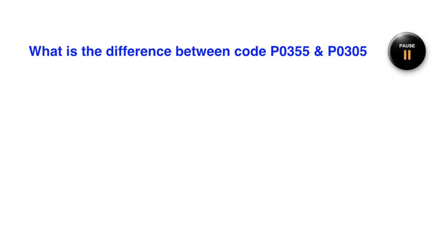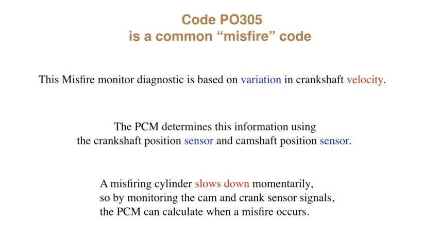What's the difference between the code P0355 and P0305? Code P0305 is a common misfire code. This misfire monitor diagnostic is based on the variation in crankshaft velocity. The PCM determines this information using the crankshaft position sensor and the camshaft position sensor. A misfiring cylinder slows down momentarily, so by monitoring the cam and the crank sensor signals, the PCM can calculate when a misfire occurs.